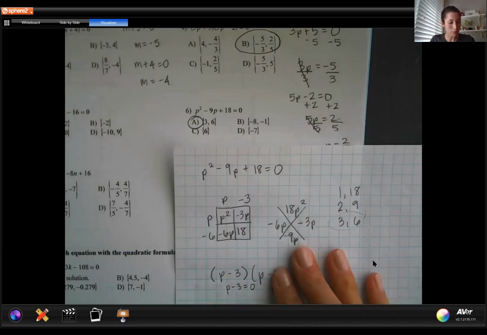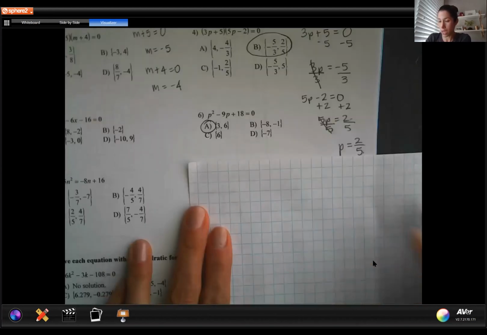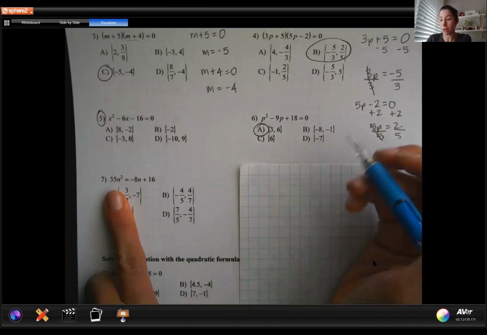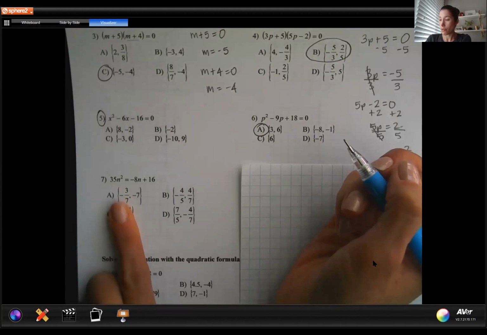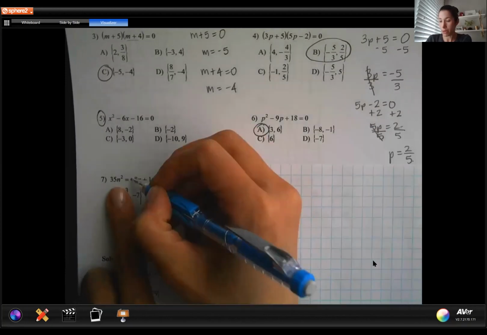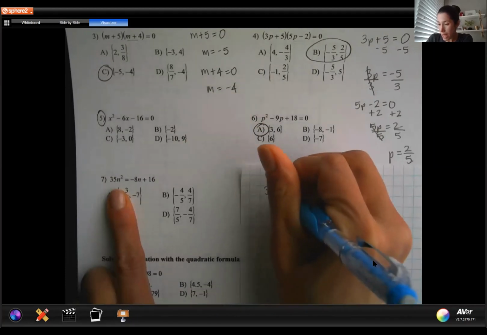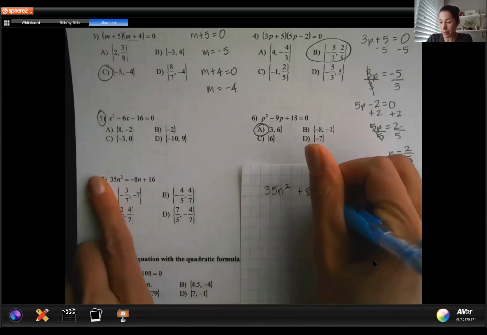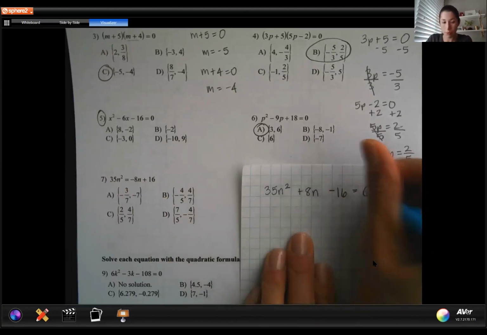Let's see. I didn't go over question 7 or 8 in the other video that I made, so I'll go over question 7 and 8. For this one here, before you actually do the box and diamond method, we need to get everything on the left side and it needs to be equal to 0. So the first thing I would do for this problem is add 8n to both sides. So we have 35n squared plus 8n, and then I'm going to take this 16 and add it to the other side as well, so it'd be minus 16 equals 0.